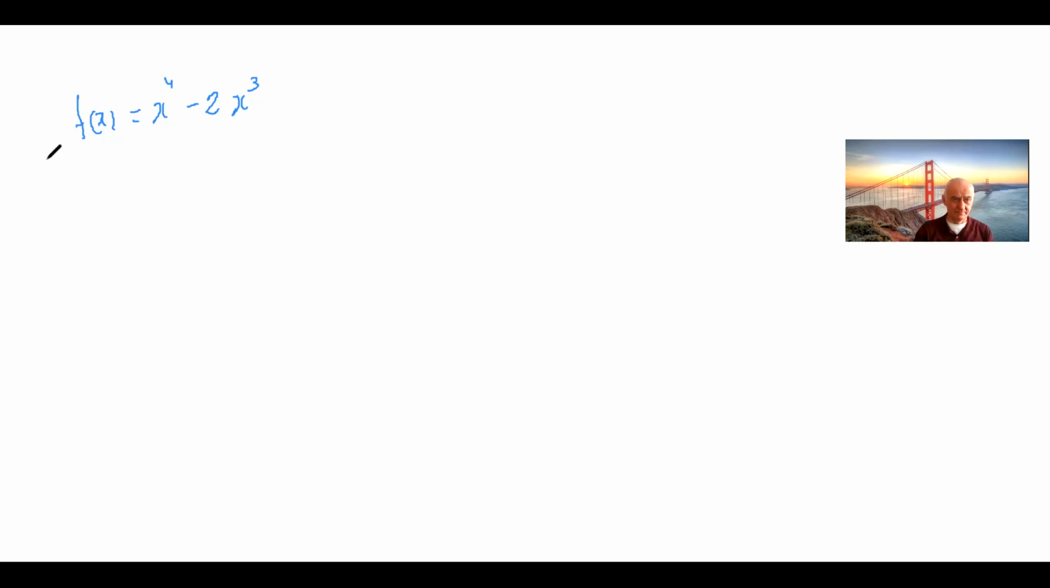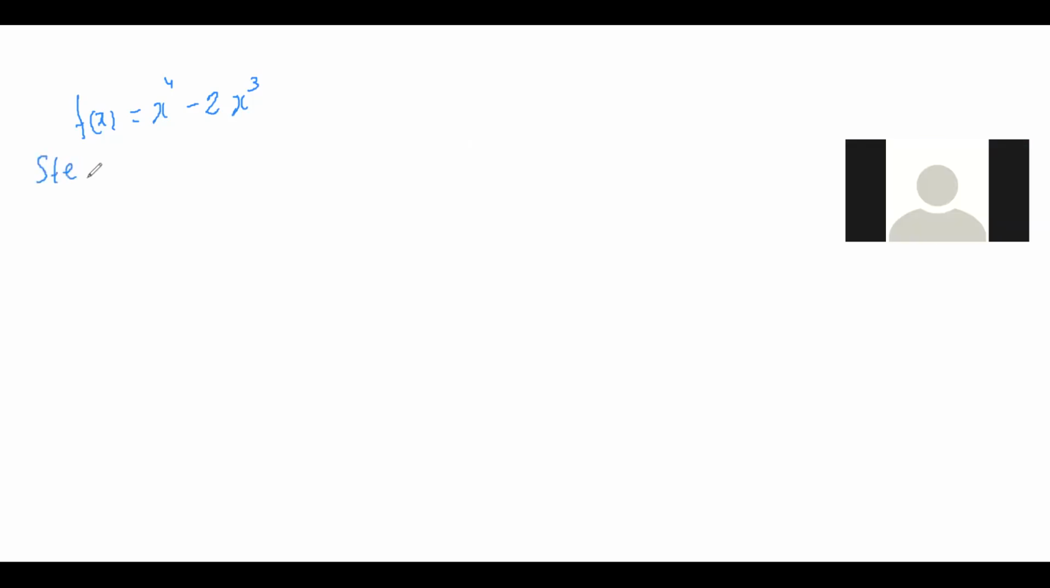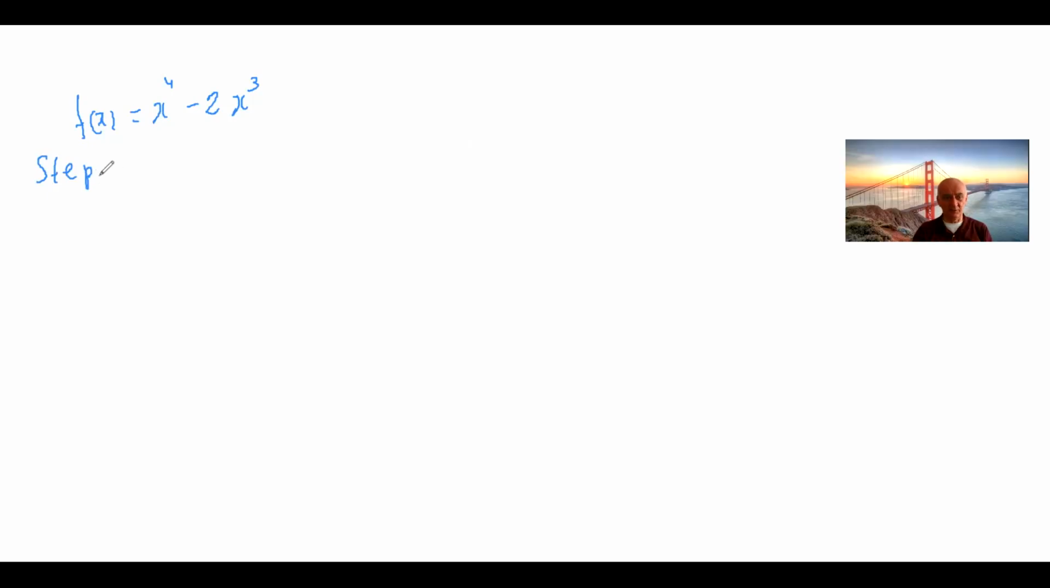Step one. Y-intercept. Very good, but first of all, domain. So this is a polynomial function, and the domain of a polynomial function is always all real numbers, from negative infinity to positive infinity.